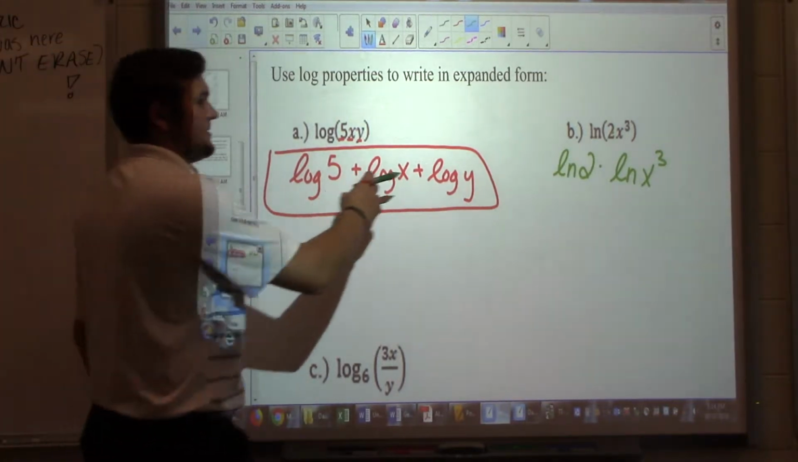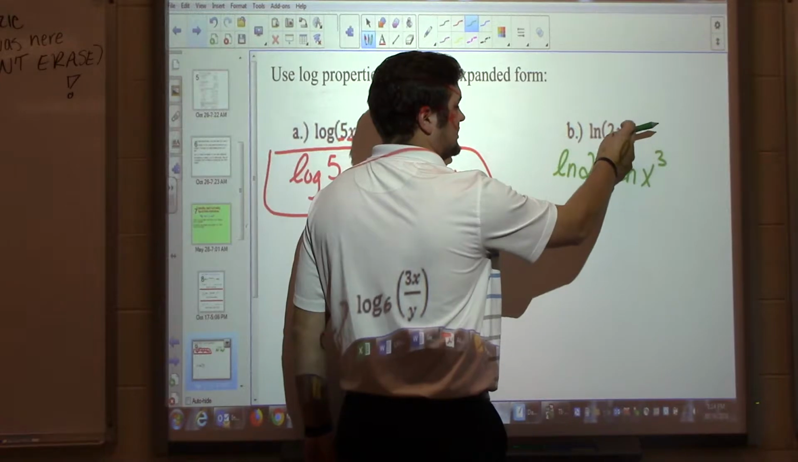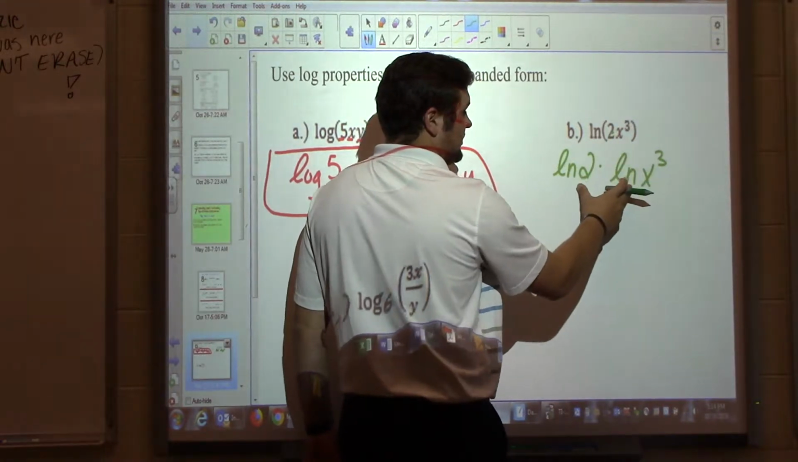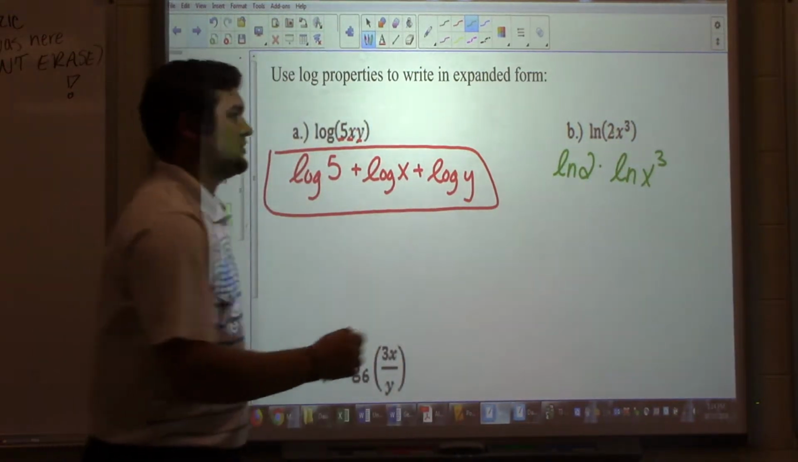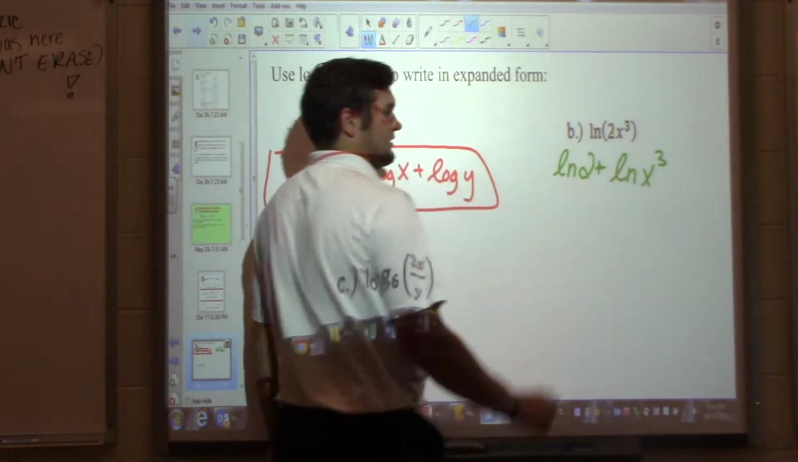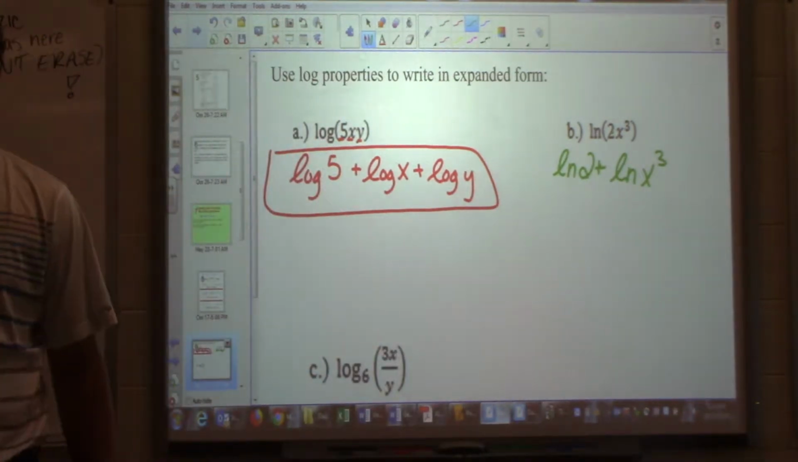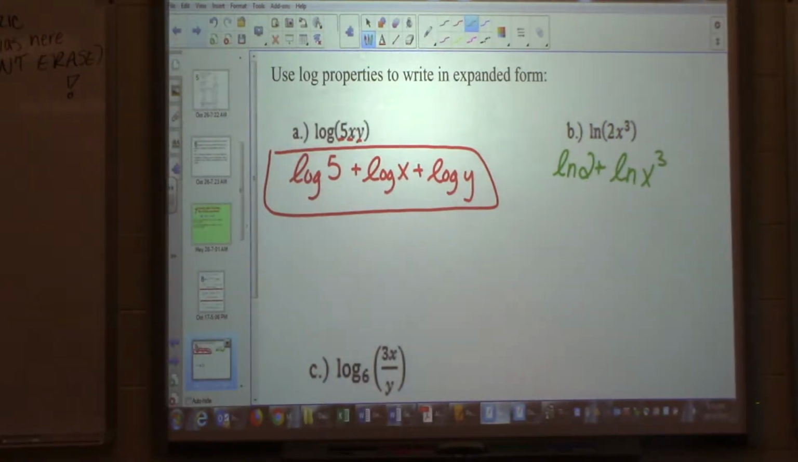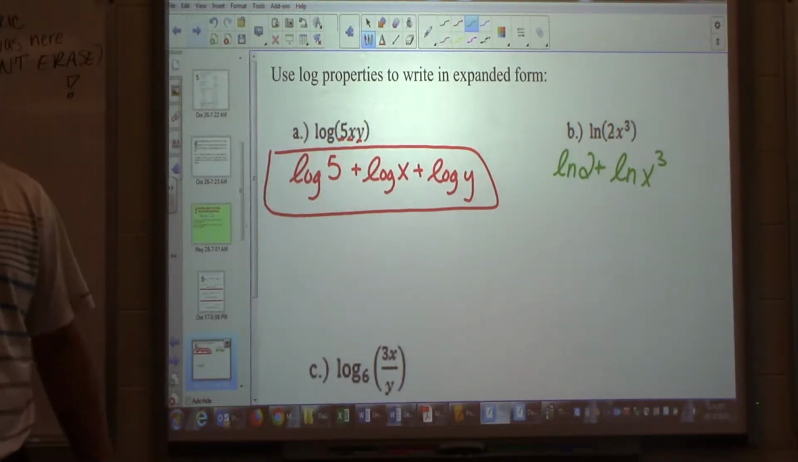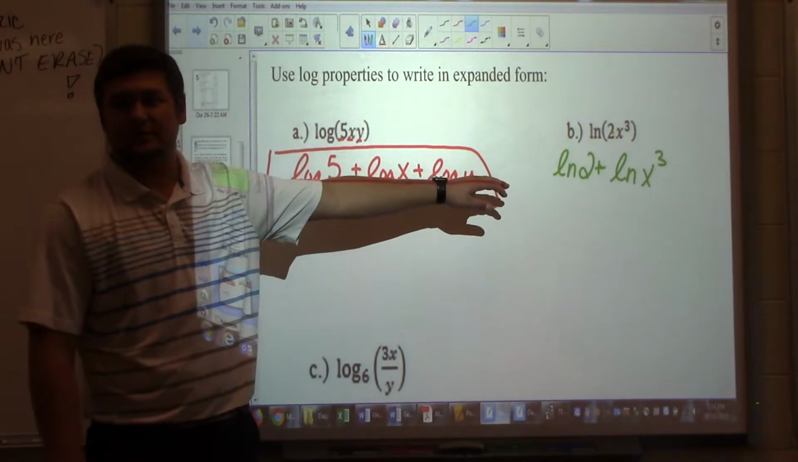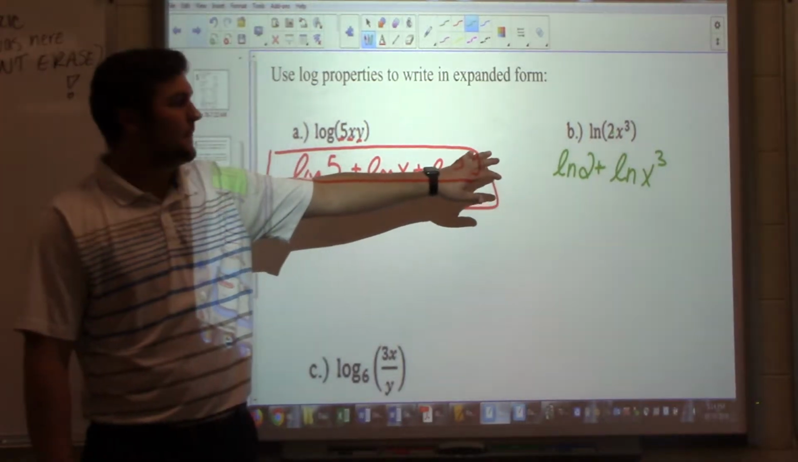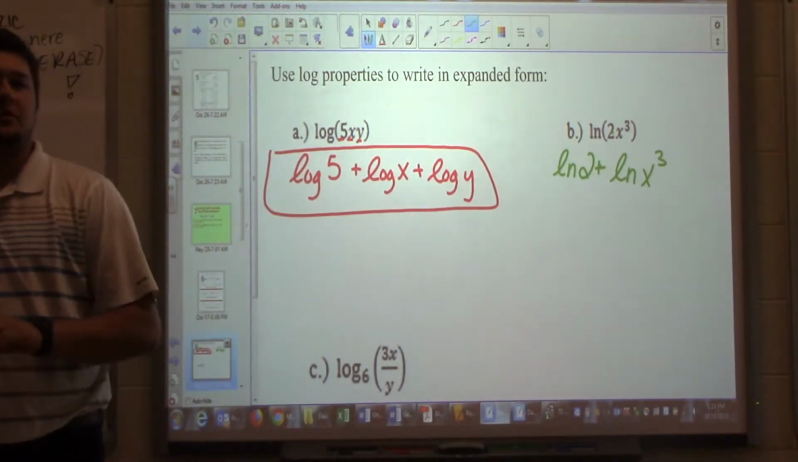So we said anytime I have multiplication here, 2 times x cubed, split it up into their own natural logs. Oh, this should be addition. Sorry. Plus ln of x cubed. Yes, Tobias? Can I see what I got? Hold on. We'll get there. Okay? So does that make more sense? Is that why we were confused? Okay. Now, do I have any other multiplication or division?